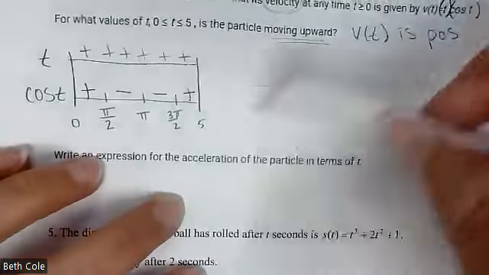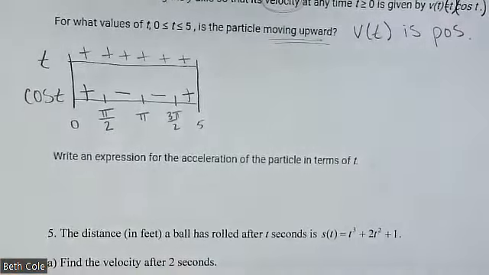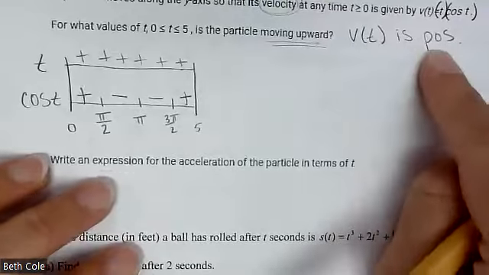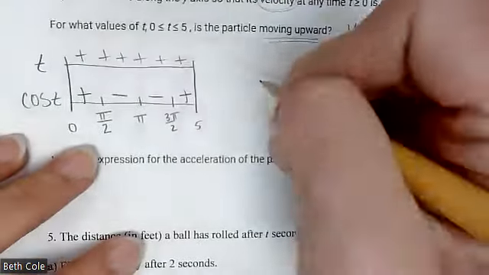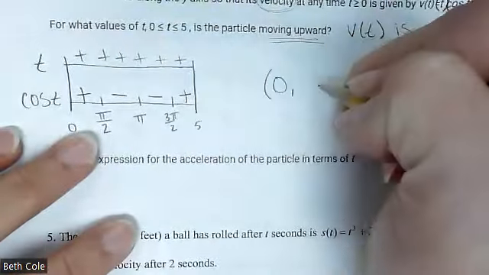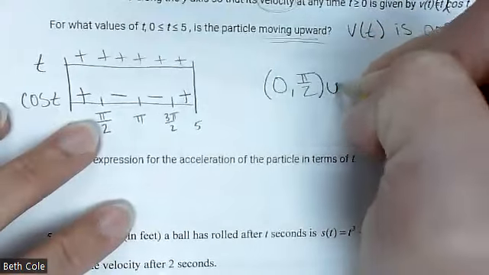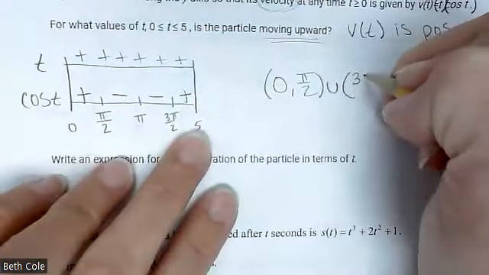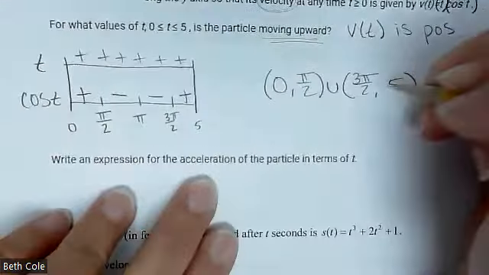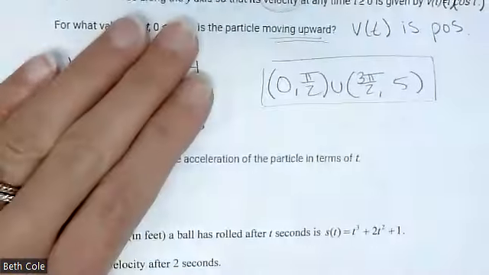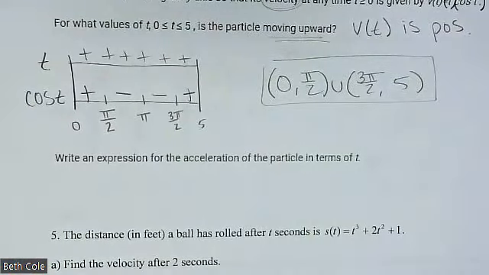I forgot what the question asked. At this point, usually once I work that out, I'm like, what did they ask? Okay, we want where velocity is positive. So that's from where to where? 0 to pi over 2, union 3 pi over 2 to 5. And again, you don't have to do a number line. That's not a requirement. And if you can figure it out without doing that, more power to you. I just can't. So that's my 2 cents.